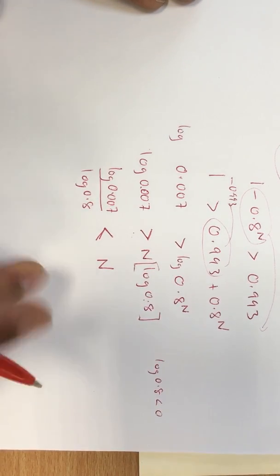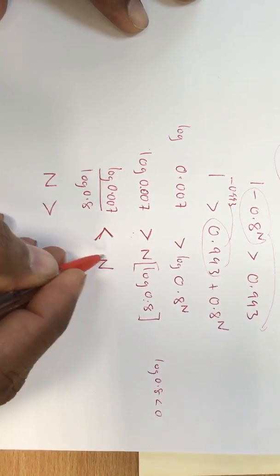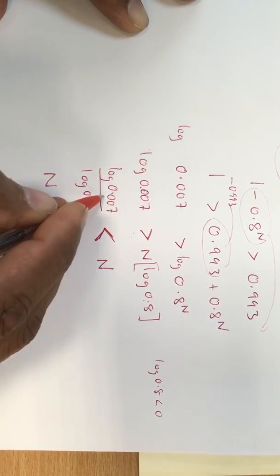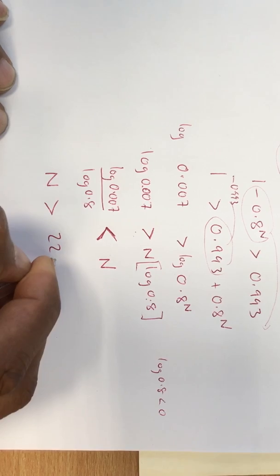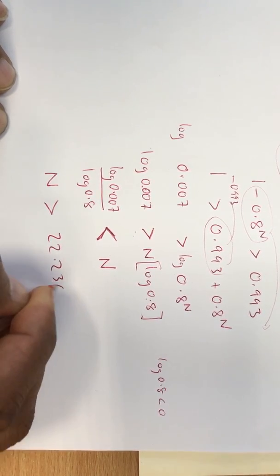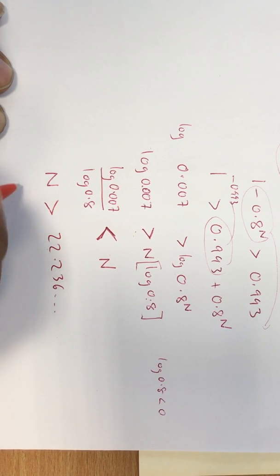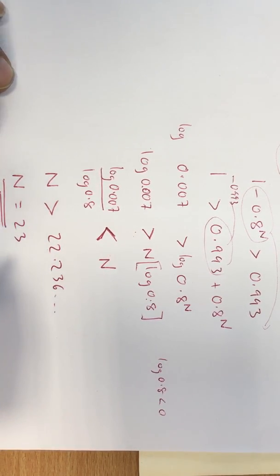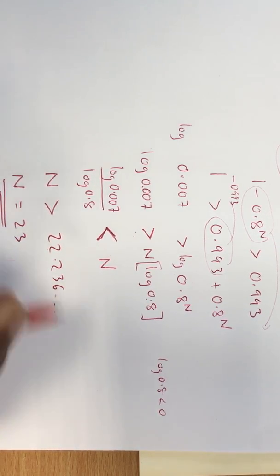Okay, and now it's n is greater than, so n looking from there is bigger than this on this side, and if you did that on your calculator, you get 22.236 and so on. Now you want the smallest possible value which is greater than that, so n must equal 23 is the smallest. It's got to be more than 22, so the next positive integer value greater than that is going to be 23.